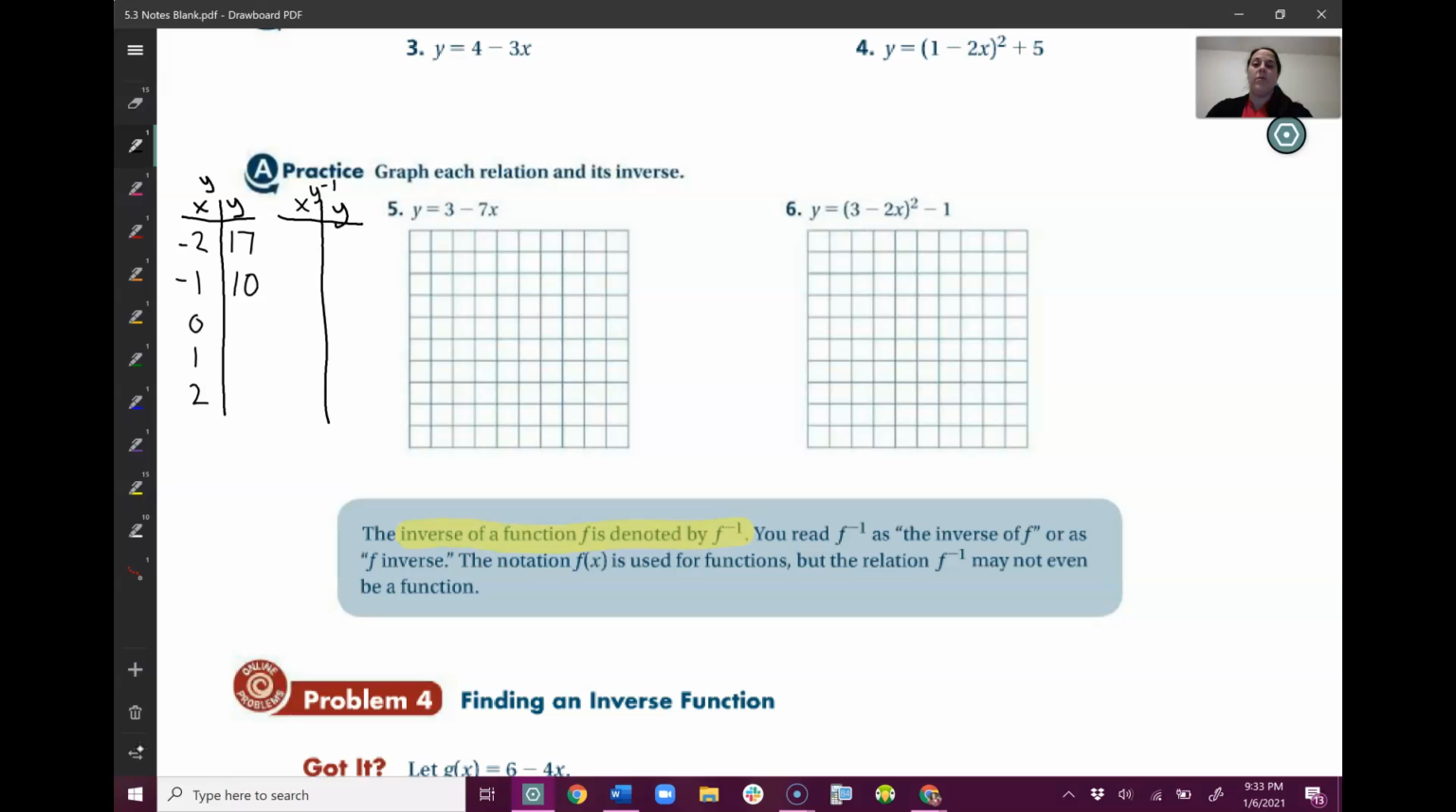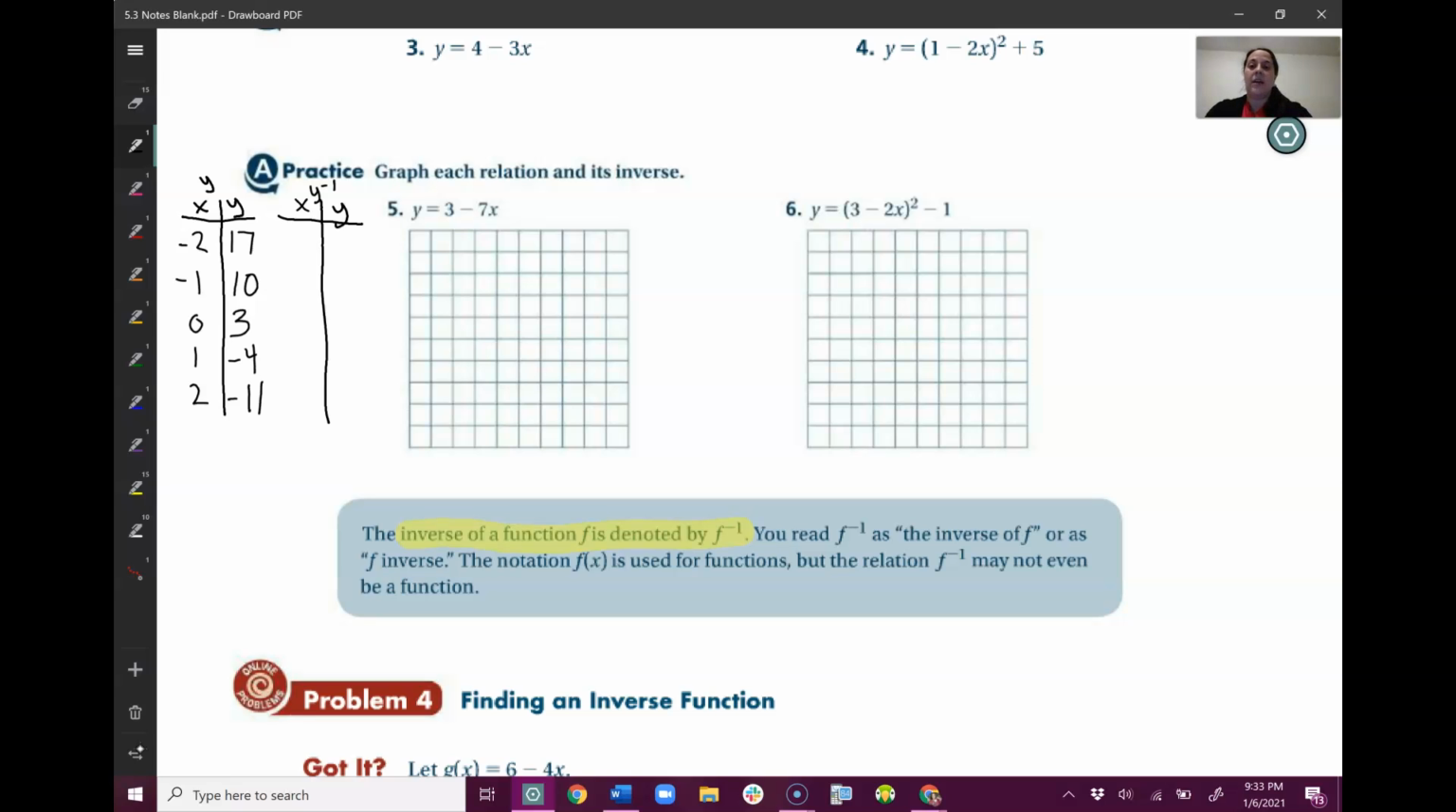Plug in 0. -7 times 0 is 0. So that just leaves us with 3. That's not too bad. Plug in 1. -7 times 1 is -7. So 3 minus 7 is -4. And then plug in 2. So -7 times 2 is -14. 3 minus 14 is -11.